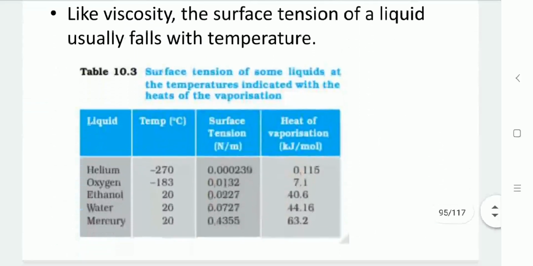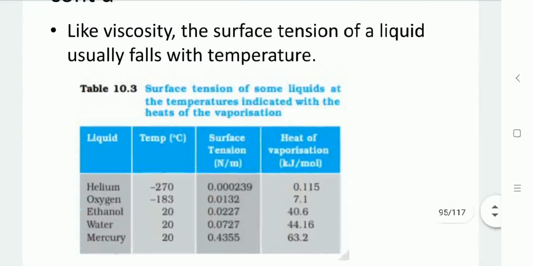Here in the table, the surface tension of some liquids is given based on temperature, which is required for vaporization. Viscosity, just like the surface tension of a liquid, falls with temperature.